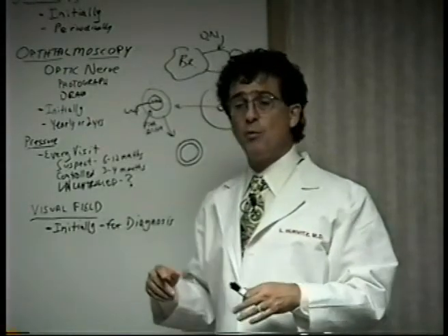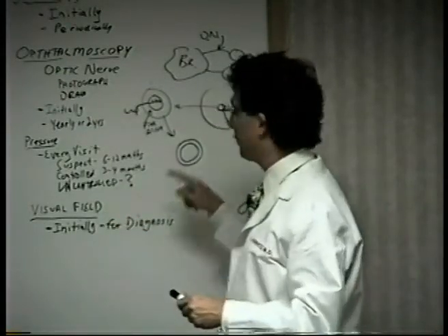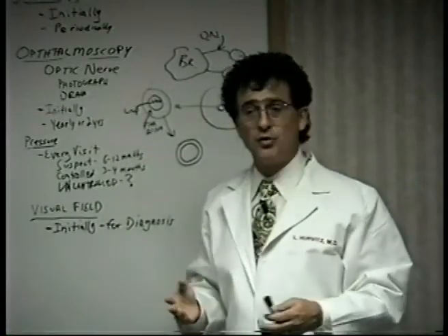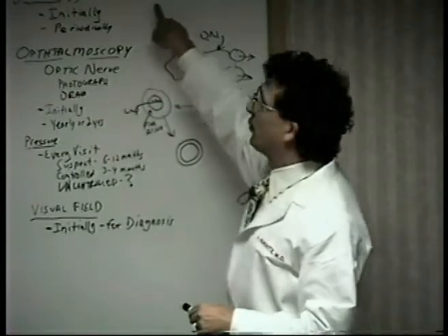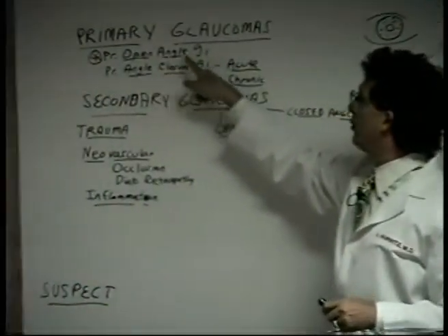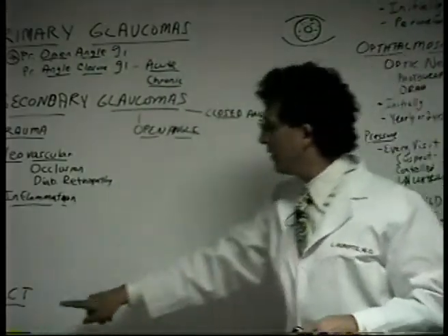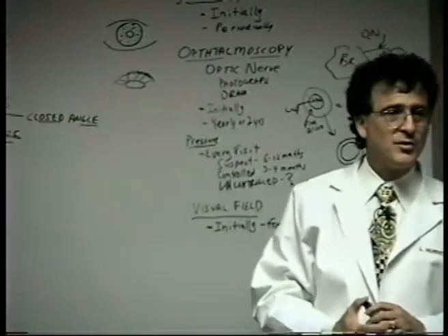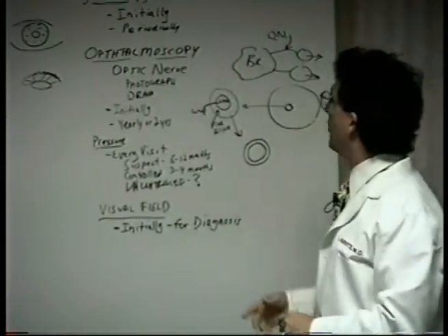Are they a suspect? We know they're a suspect because the optic nerve looks suspicious. Let's say the pressure is borderline. Do they have glaucoma or not? We don't know. So what do we do? We find out the angle's open, so now we know they're a primary open angle glaucoma suspect. So you guys are understanding the words now, aren't you? Makes sense, right?